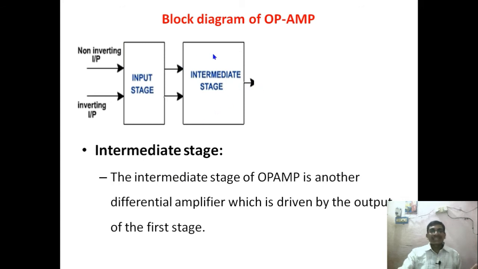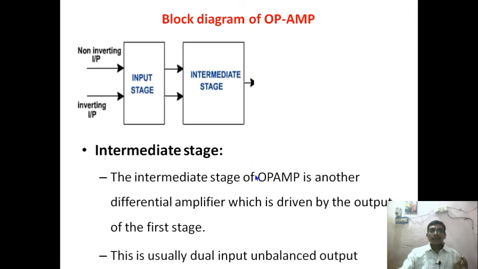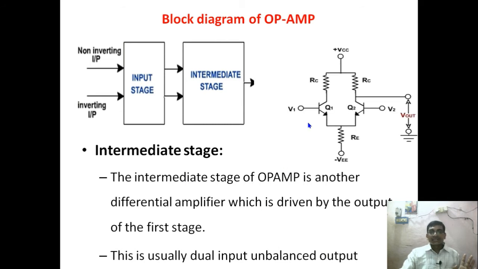These intermediate stages will be used when the required gain is not achieved. If the gain produced by the input stage is not enough, then we go for the intermediate stages. Here we use a dual input unbalanced output differential amplifier, and this is its circuit. V1 and V2 are the inputs, and we take the output across the Q2 output terminal.